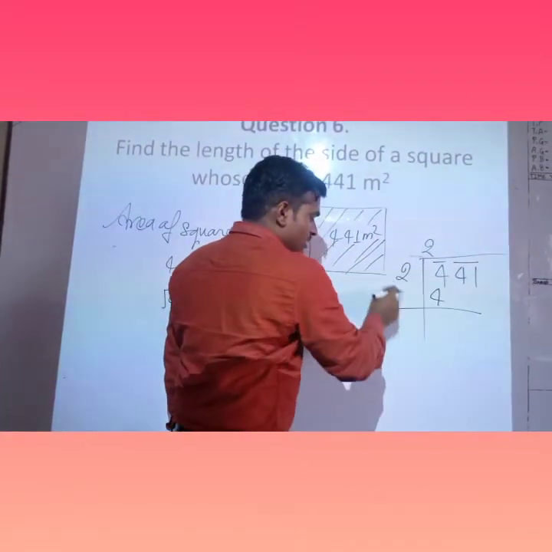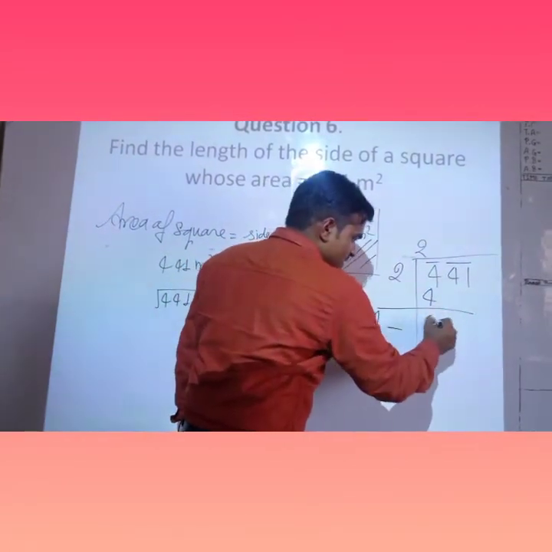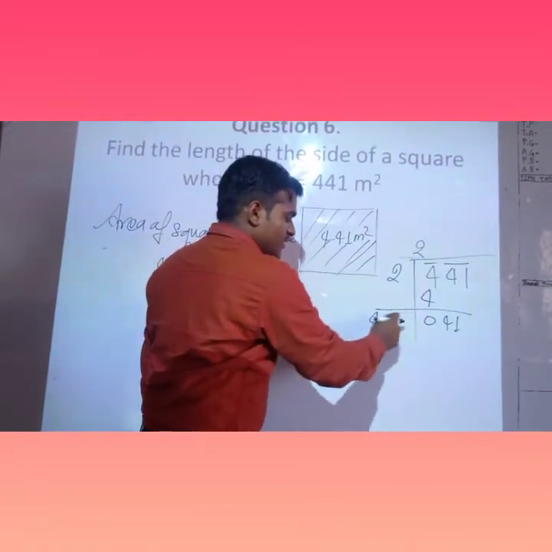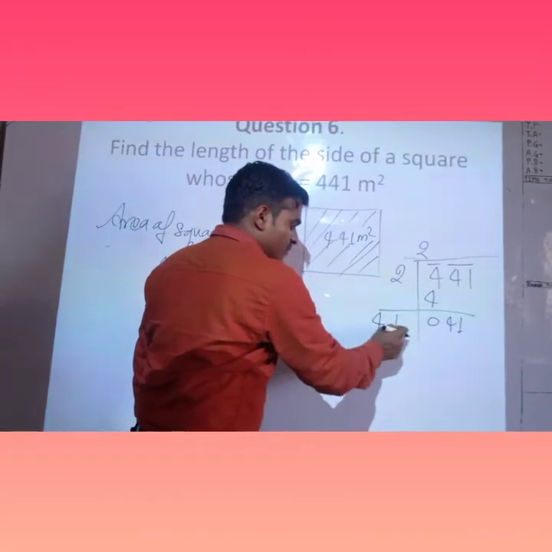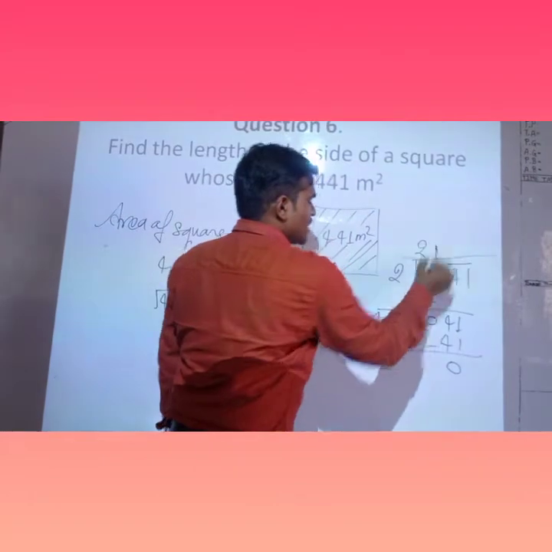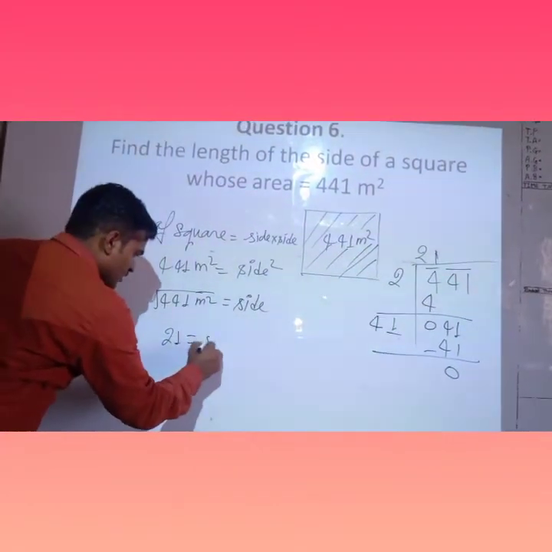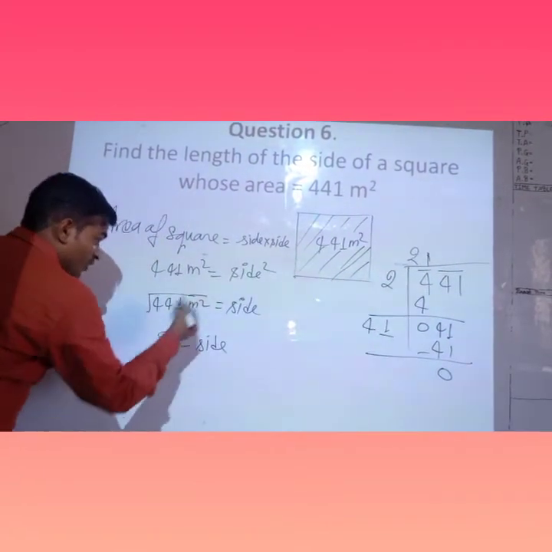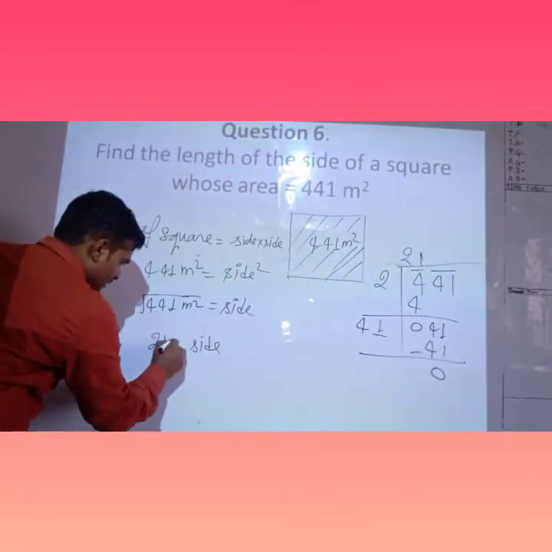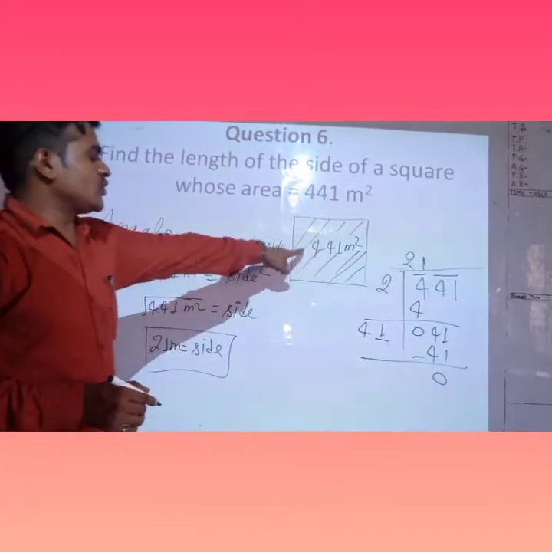Now we have to do the double of the divisor. So 2 twos are 4. Now here is this 4. Which number will we take there? By which number do we multiply to get 41? By 1. So 41 multiplied by 1 is 41. So remainder is 0. So what is the square root of 441? That is 21. So 21 is equal to side. 21 what? 21 meter, because area is given in meter square. So 21 meter is the side of the square whose area is 441 meter square.